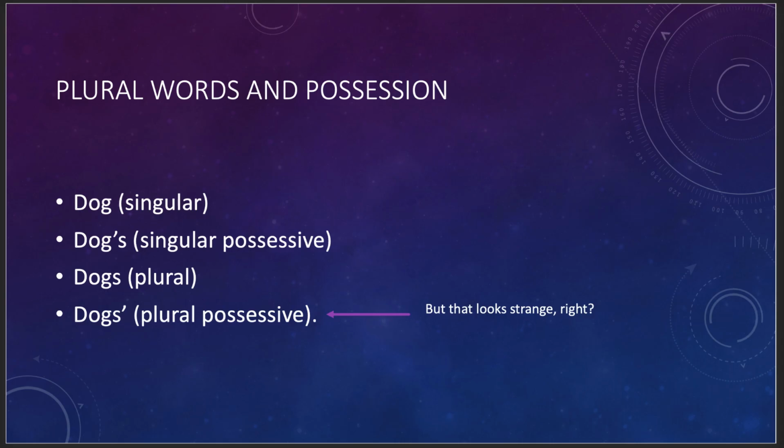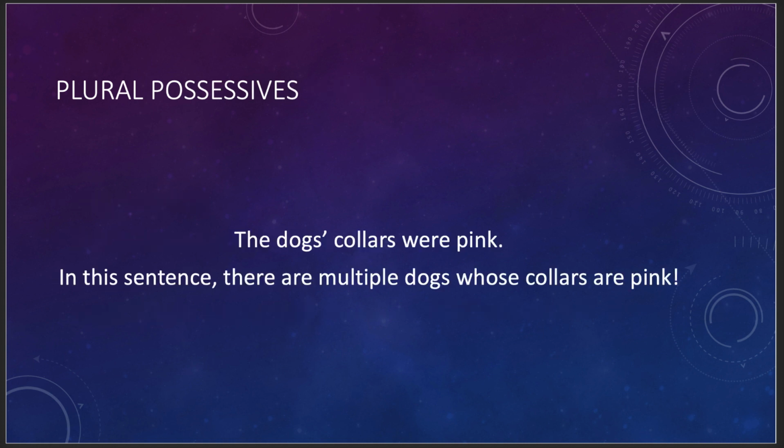Plural words and possession. So we have dog, which is singular. Dog's, so it's singular possessive. Dogs, which is plural. And then dogs' with the apostrophe at the end is considered a plural possessive. But that looks strange, right? So this is what it would look like in a sentence.